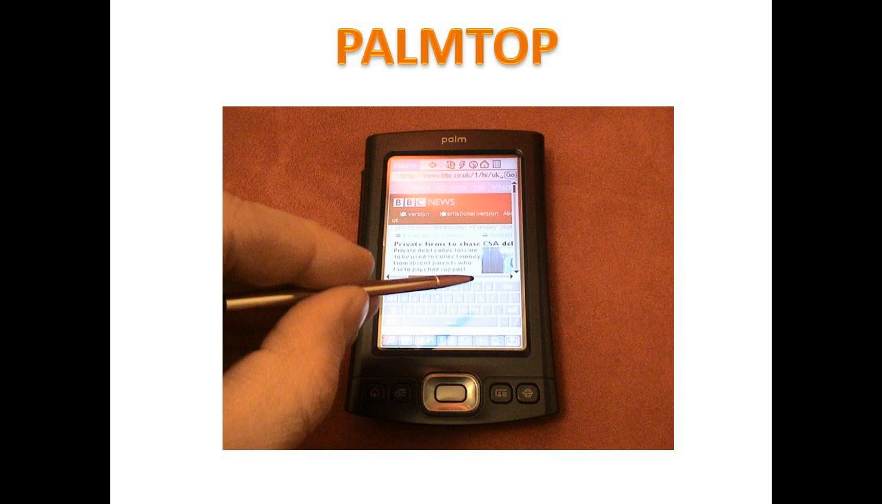Palmtop computers, now almost extinct, were extremely small computers, the size of a pocket calculator. They had features similar to that of your modern day laptop. Okay, see the picture of this palmtop. We can use this one like a laptop, but the size of this one is smaller than a laptop. Okay.